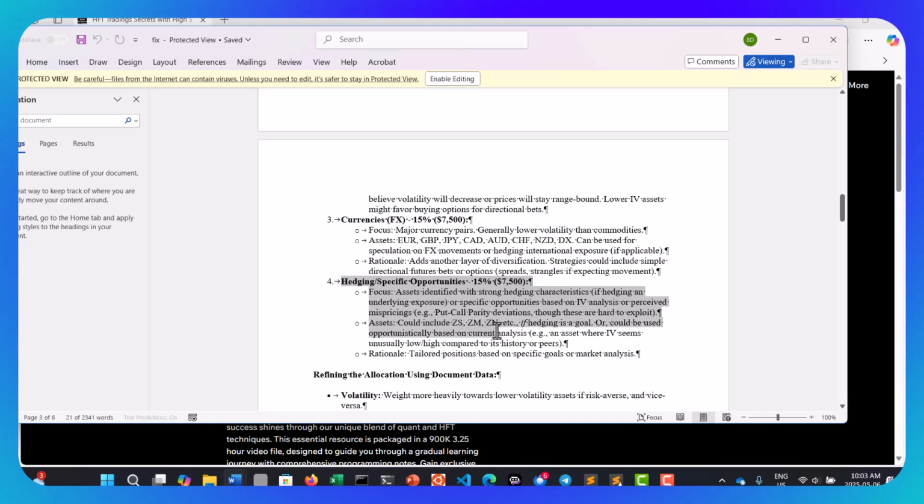Here, if we're going to add in the hedging-specific opportunities, we have 15%. So we're basing it, again, upon a $50,000 account. This is really important to understand: we can have strong hedging characteristics if hedging on underlying exposure or specific positions based upon implied volatility analysis or perceived mispricing. So here we have the call-put parity, which I've shown with a deviation. These are hard to exploit.